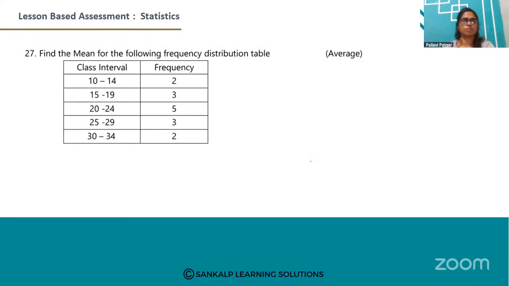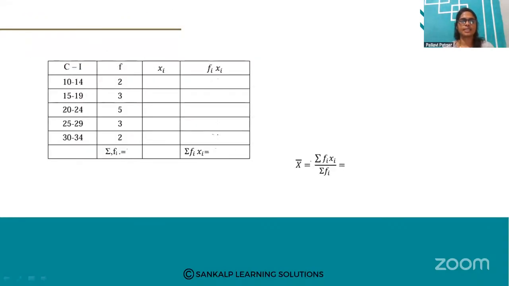Look at question number 27. Find the mean for the following frequency distribution table. Now find the class mark for each class interval. Here the class mark is the midpoint of the class interval, so calculate it as lower limit plus upper limit divided by 2.